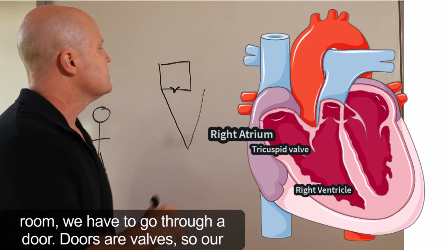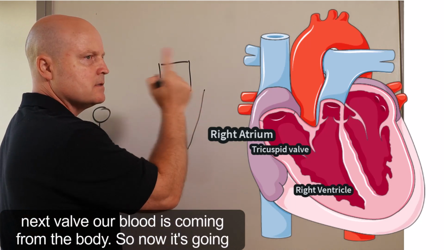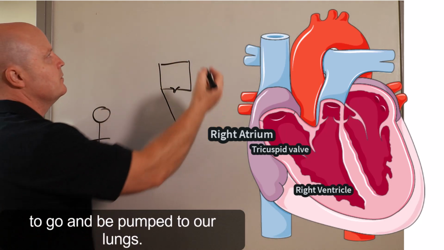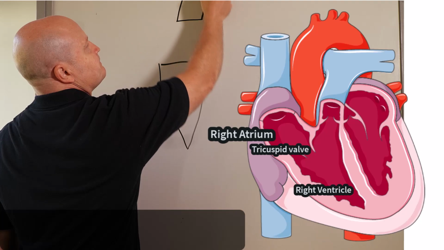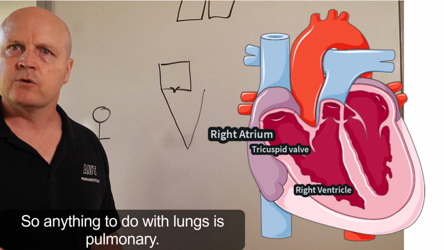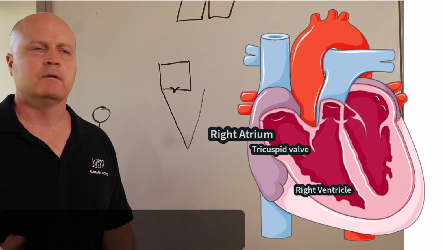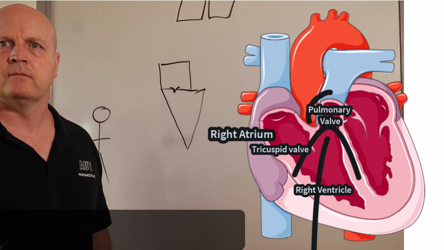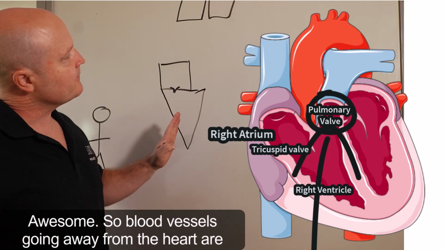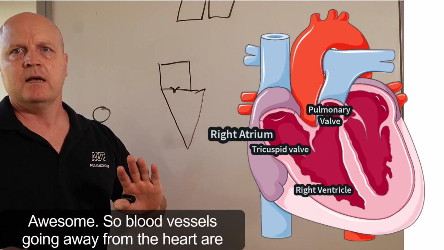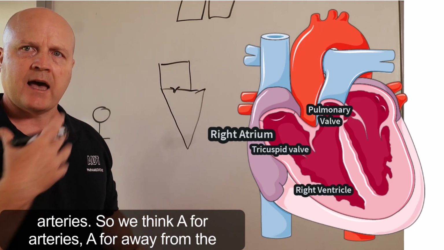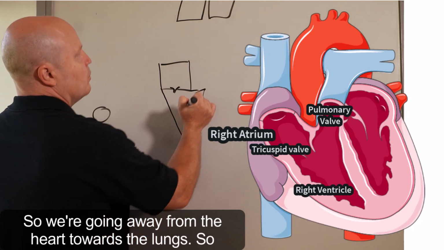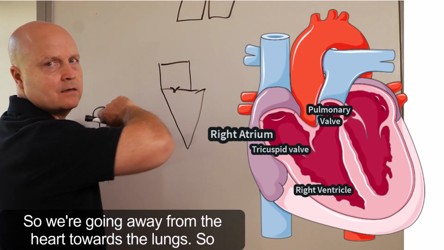Doors are valves. So our next valve: our blood has come from the body, so now it's got to go and be pumped to our lungs. So anything to do with lungs is pulmonary. So this valve is going to be our pulmonary valve. Awesome. So blood vessels going away from the heart are arteries. So we think A for arteries, A for away from the heart. So we're going away from the heart towards the lungs.